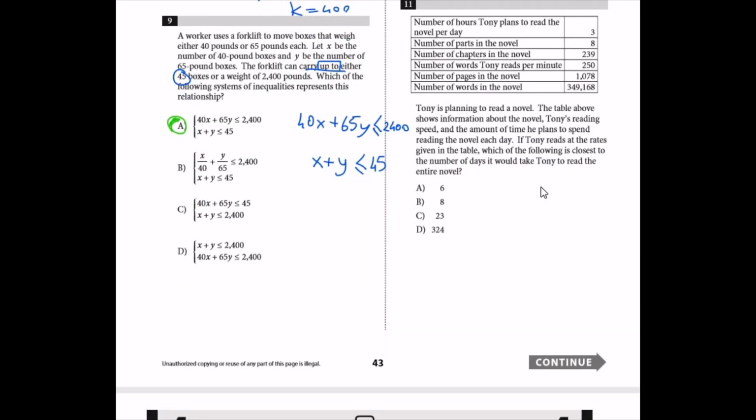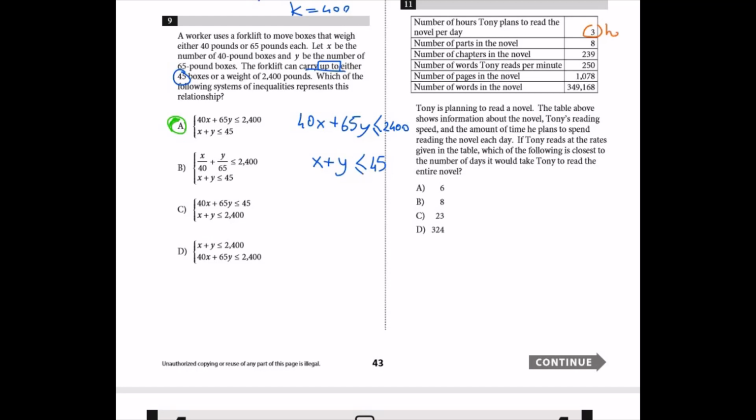Question number 11. Tony is planning to read a novel. The table above shows information about the novel, Tony's reading speed, and the amount of time he plans to spend reading the novel each day. If Tony reads at the rates given in the table, which of the following is closest to the number of days it would take Tony to read the entire novel? So let's observe the table. We were given his entire plan. He would like to read 3 hours a day.